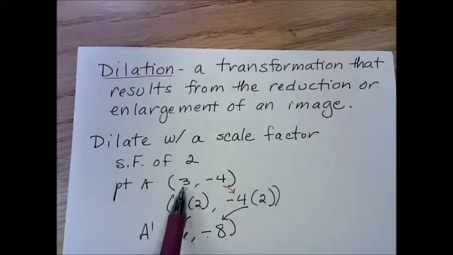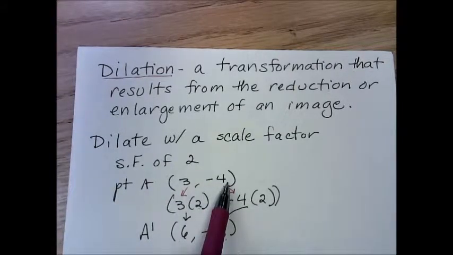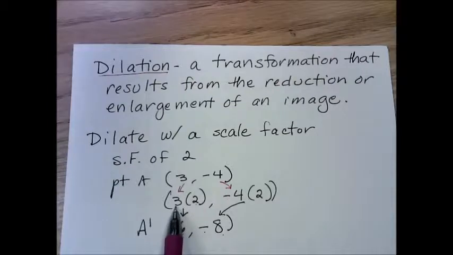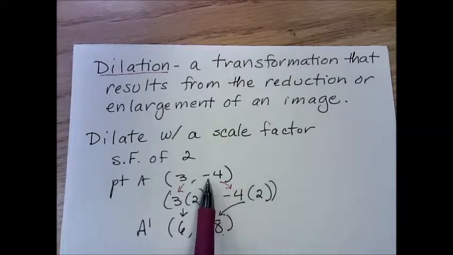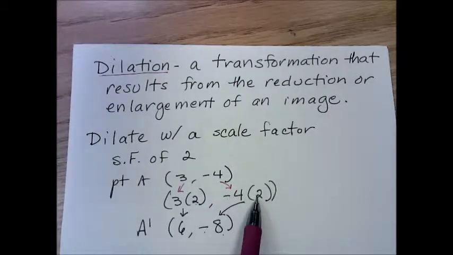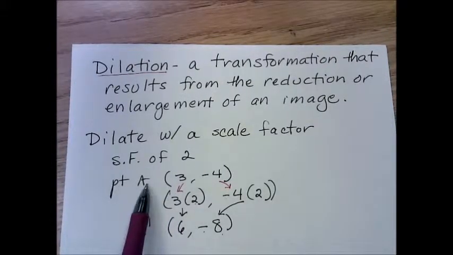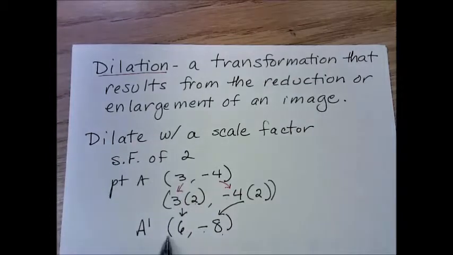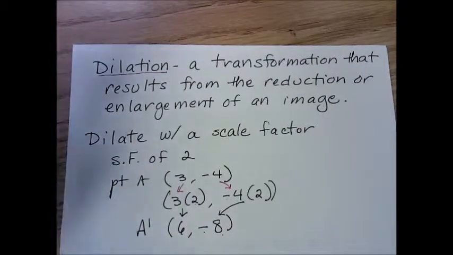So if point A was located at 3, -4, we would take our x-coordinate 3, multiply it times 2. That would give us A prime, which would be 6. We could take our -4, we would multiply that times 2, so our new y would be -8. So dilating point A using a scale factor of 2 would give us the new ordered pair 6, -8.